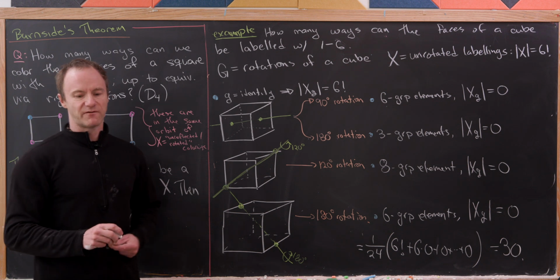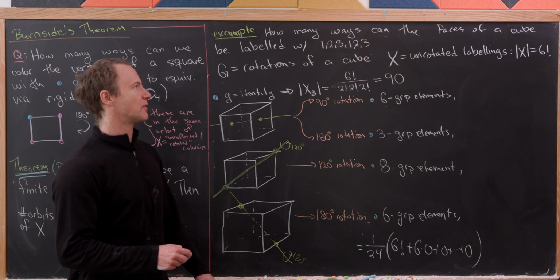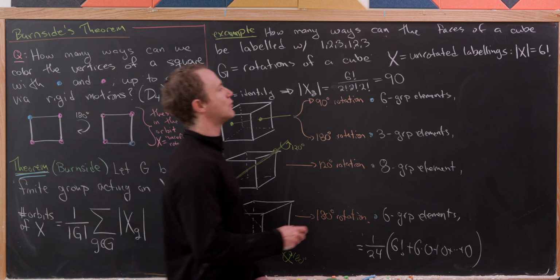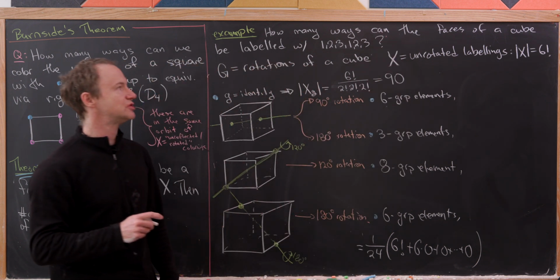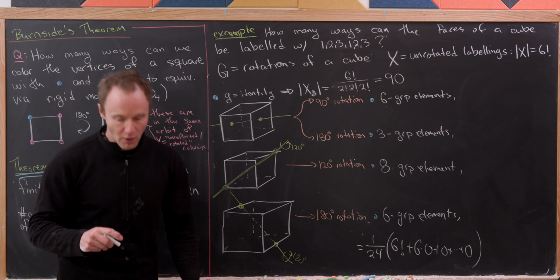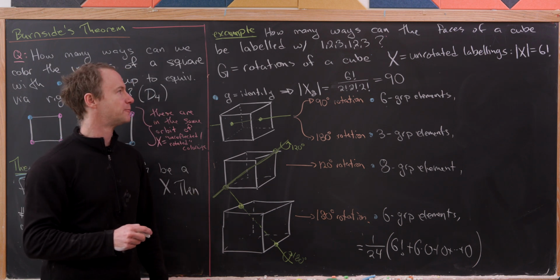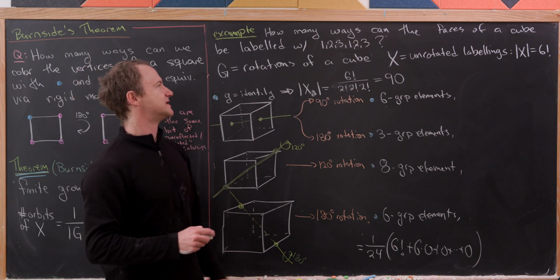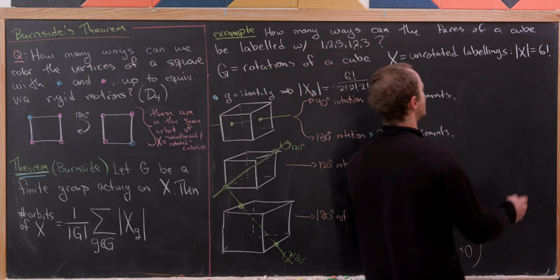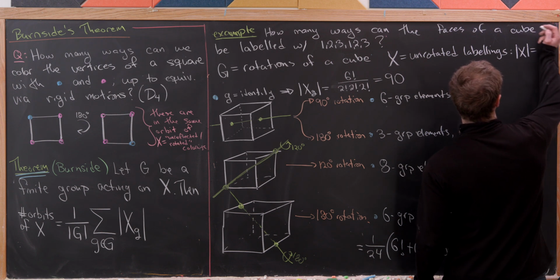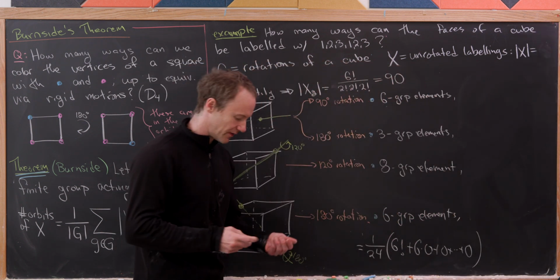Okay, so now let's do a follow-up example to this that's a little bit more interesting. For our follow-up question, we want to see how many ways we can label the faces of a cube with 2 1s, 2 2s, and 2 3s, where these are rotationally inequivalent, just like before. And so again, our group is the rotations of a cube, and then the number of unrotated labelings is a little different here.